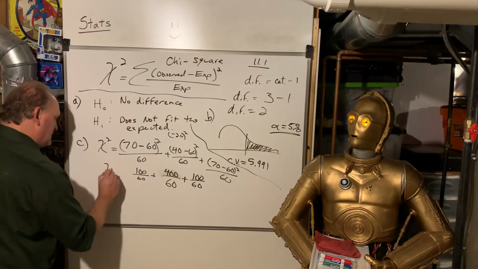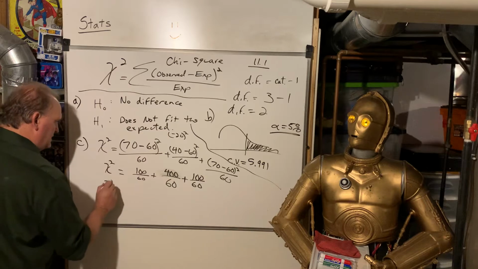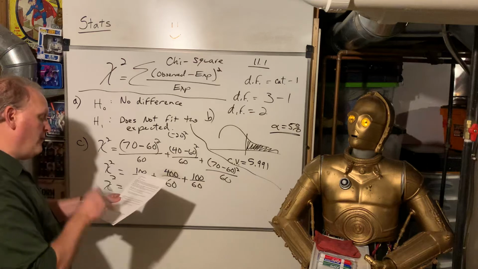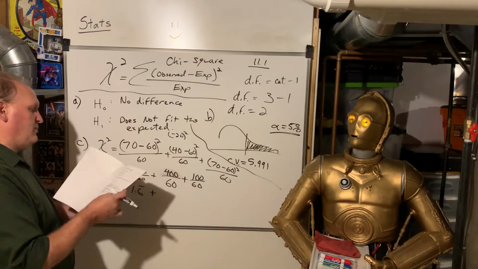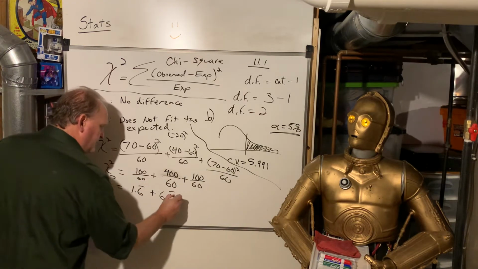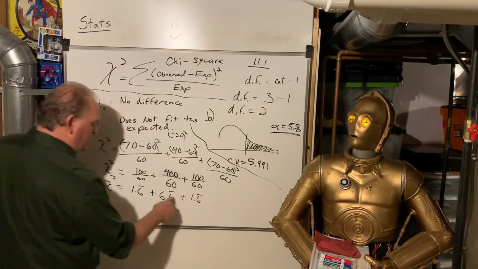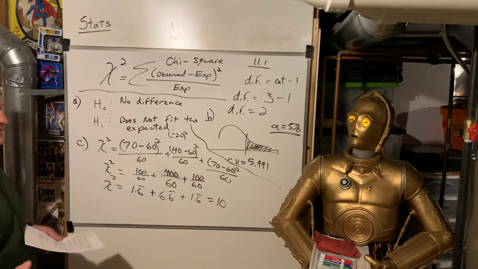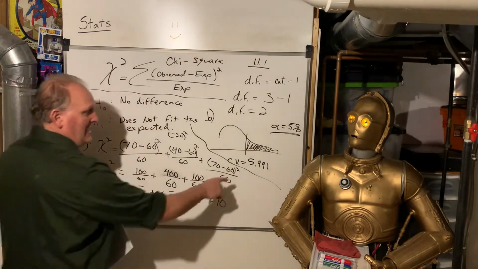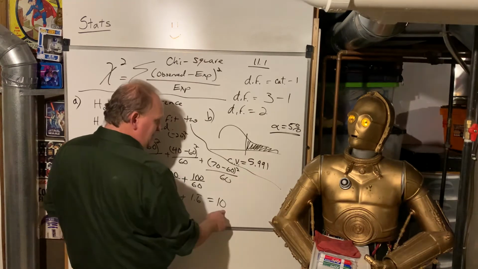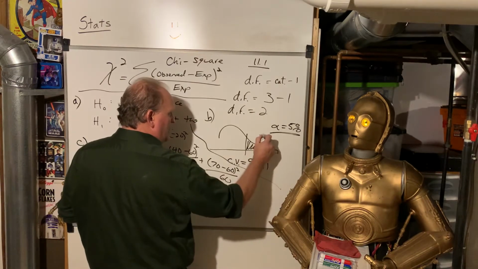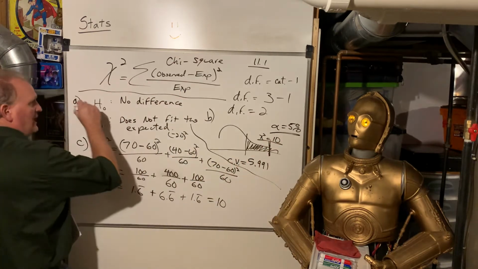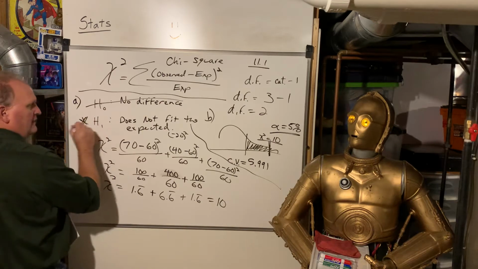And so the chi-square statistic is going to be 1.6 repeating, 6.6 repeating, and 1.6 repeating again. If you add all of those up, you get 10. So our test statistic is 10. It had to beat 5.99. 10 does, so that is well into the shaded area. That is our calculated statistic. So we reject the null and conclude the alternative.